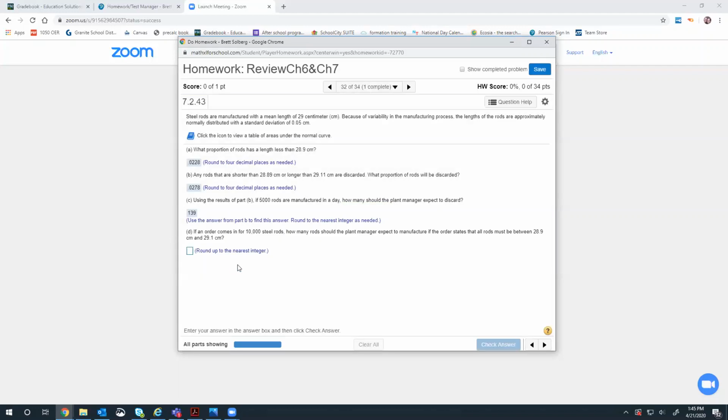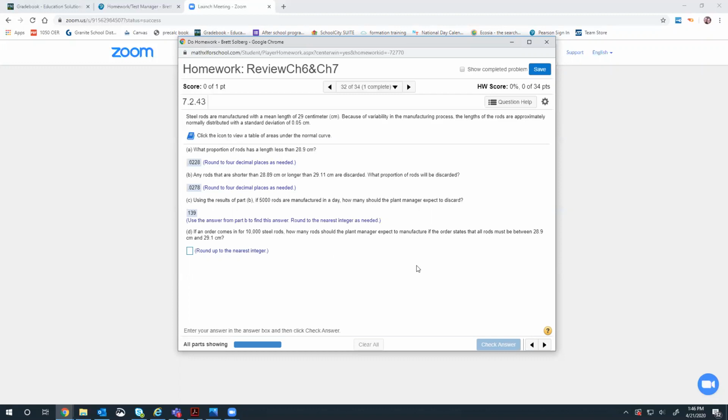Sweet. Okay, now we're going to change things up a little bit. If an order comes in for 10,000 steel rods, how many rods should the plant manager expect to manufacture? The order states that all rods must be between 28.9 and 29.1. So slightly different numbers than what we saw before. So let's figure out what proportion of these rods we're keeping. So I'm going to do norm CDF again, just like what we did before. This time we're using 28.9 and 29.1. And what this is saying is that in the production process, I'm going to keep about 95% of them.